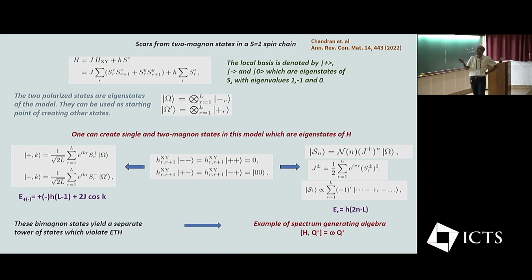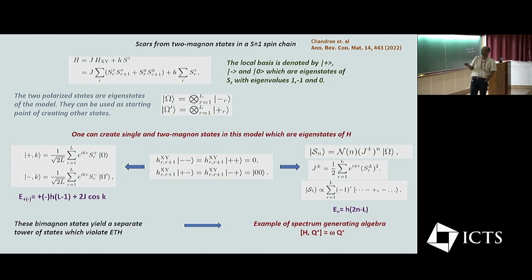So say we start from these states, then typical excitations could be single magnon states, which are obtained by applying the spin raising operators, which creates a 0 from minus at one given site, and then that 0 can keep on propagating, which gives you this magnon dispersion. But there is another class of states called the bimagnon states, which is obtained by repeated application of this J plus minus operator, which is application of two S plus or two S minus operators on this chain.